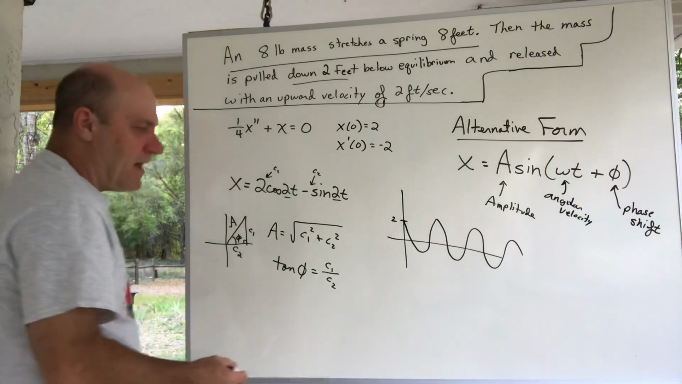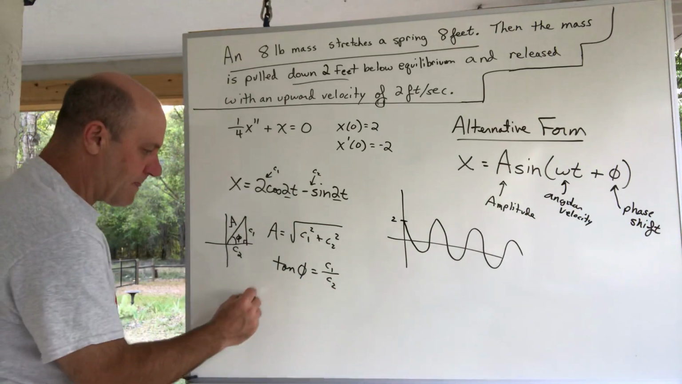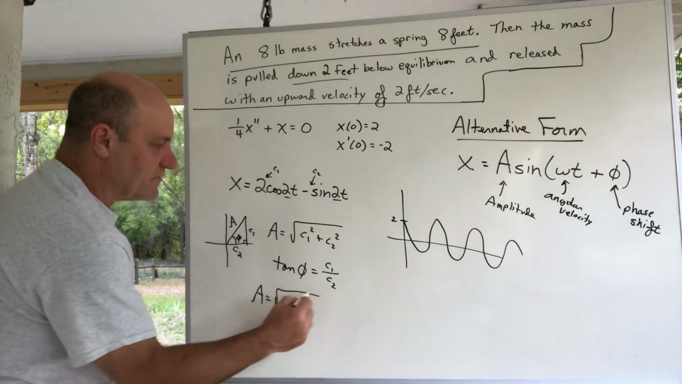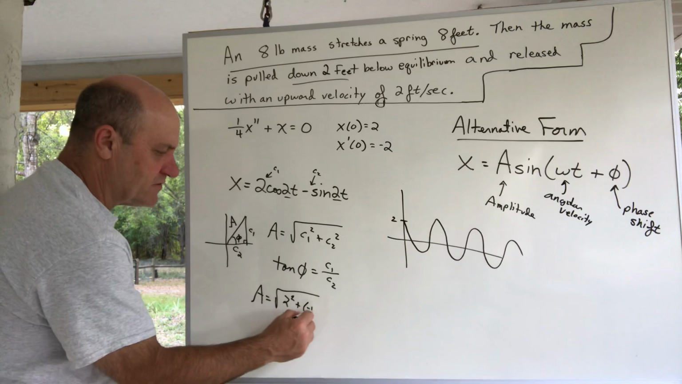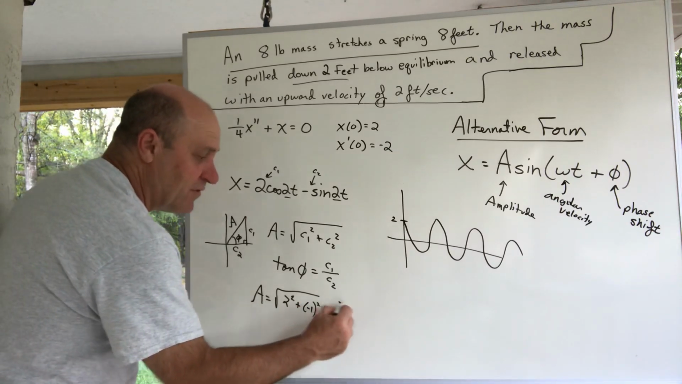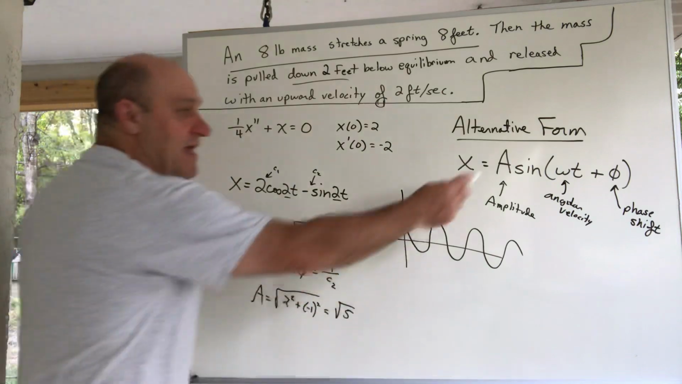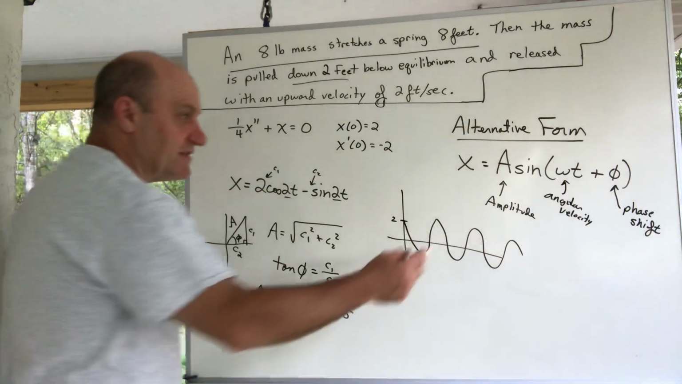So let's try it. The amplitude should be the square root of C1, that's 2 squared, plus negative 1 squared. Everybody knows that's 4 plus 1, that's 5. The square root of 5. That's the amplitude. That's A. Awesome. We can put this in the alternative form.